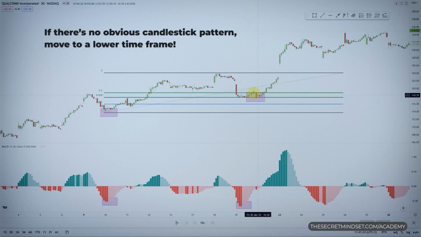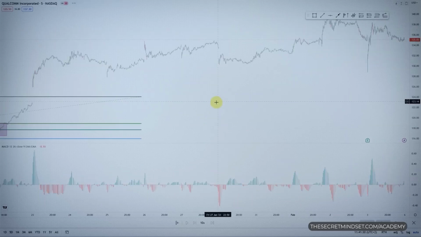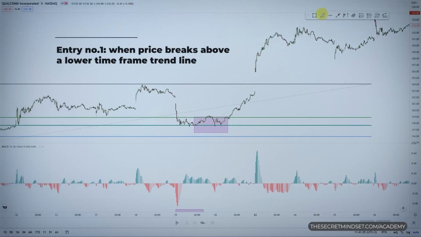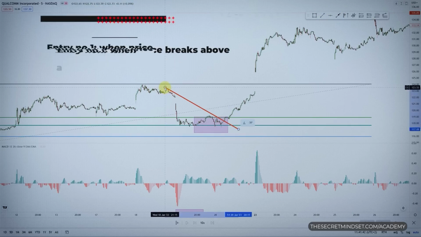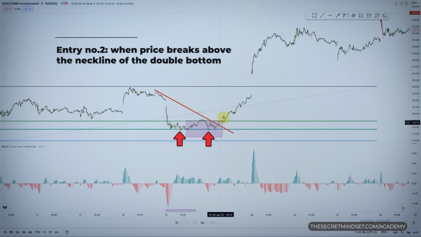If there's no obvious candlestick pattern, you move to a lower time frame. A trendline breakout could be your trigger in this case. When the price breaks above this trendline, this also confirms the uptrend is still intact, and that it is likely to continue. I also see a double bottom. An entry when price broke this level was another option.